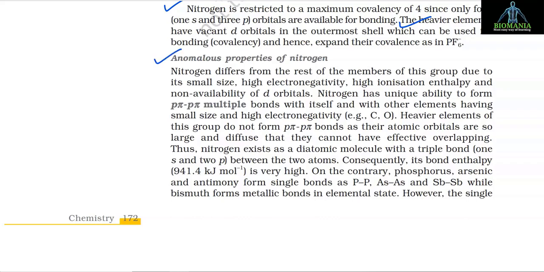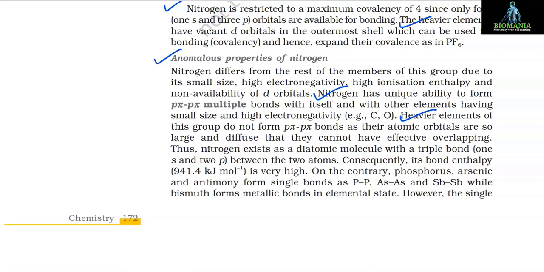Anomalous properties of nitrogen. Nitrogen differs from the rest of the members of this group due to its small size, high electronegativity, high ionization enthalpy, and non-availability of d orbitals. Nitrogen has a unique ability to form p-pi multiple bonds with itself and with other elements having a small size and high electronegativity, for example carbon and oxygen. Heavier elements of this group do not form p-pi bonds as their atomic orbitals are so large and diffuse that they cannot have effective overlapping.